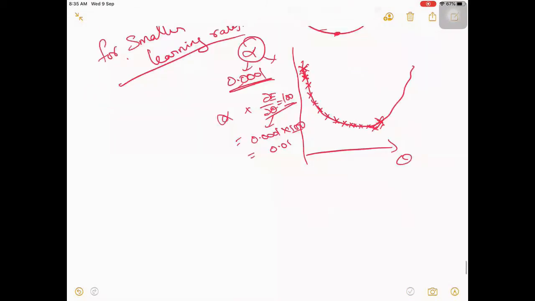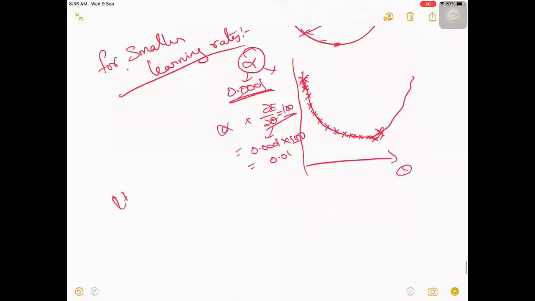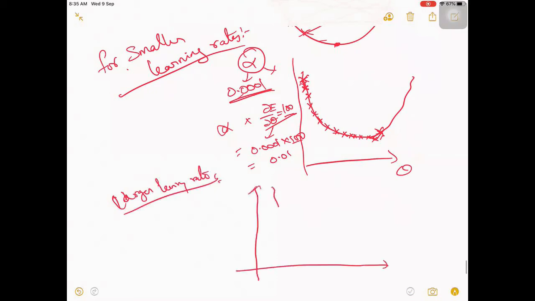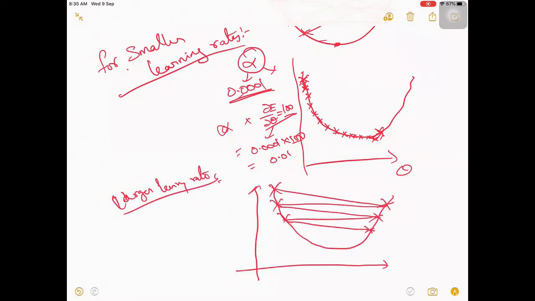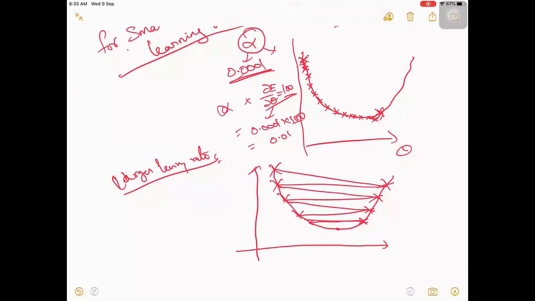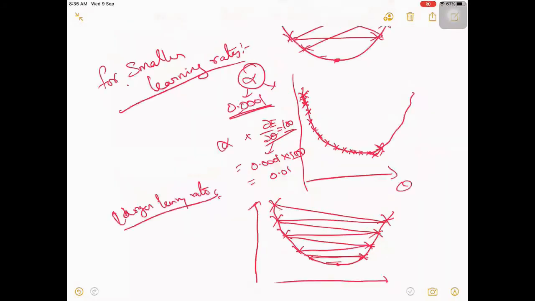But if you keep a larger learning rate, as I told before, from here it will directly jump here. From here again it will directly jump here. So like this. It may even be here, but it may not reach this minimum position, or it may just oscillate at this level. But here, if you see, it's increasing very slowly, but reaching this level.